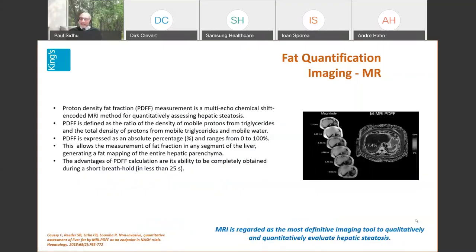MRI, well, MRI is now regarded as the definitive imaging tool to qualitatively and quantitatively evaluate hepatic steatosis, and it's this proton density fat fraction, the PDFF, that is most important. And it's the ratio of the density of mobile protons from triglycerides and the total density of protons from mobile triglycerides and water. So it's expressed as an absolute percentage from 0 to 100%. And importantly, with this technique, you can do it in a single, short breath hold, and it takes less than 25 seconds to perform. So it's a simple tool, but you've got to have that expensive MRI examination available to you.